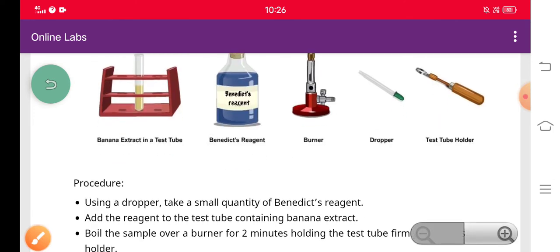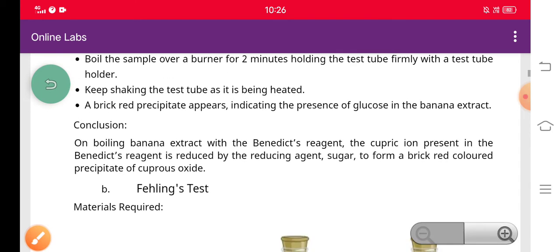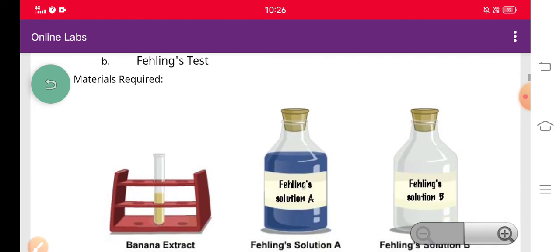Now the procedure says: using a dropper, take a small quantity of Benedict reagent and add the reagent to the test tube containing banana extract. Boil the sample over the burner for 2 minutes firmly and keep shaking the test tube as it is being heated. When a brick red precipitate appears, it confirms that glucose is present in the banana extract. And the second one is with Fehling's solution.